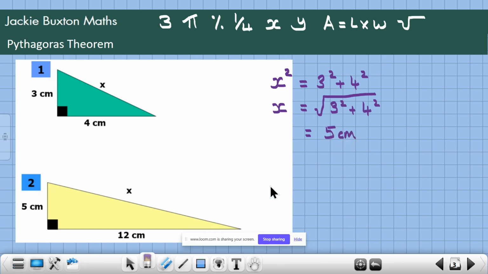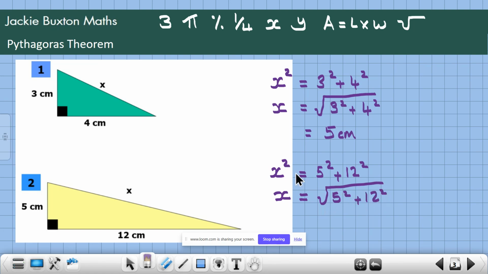And that's the first one. Okay, let's have a look at number 2. And if you feel confident, pause the video and have a go yourself. Right, so we're going to start by saying x squared is equal to 5 squared plus 12 squared. So that means that x is going to equal the square root of 5 squared plus 12 squared.